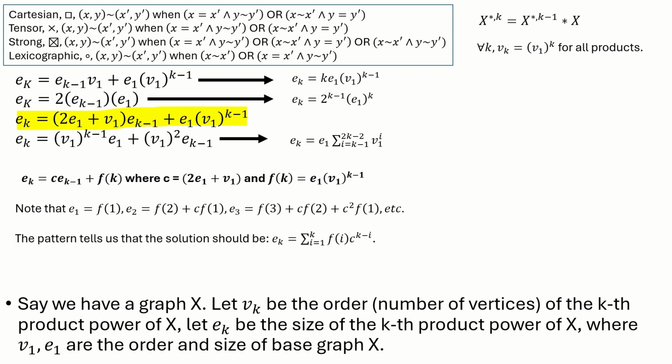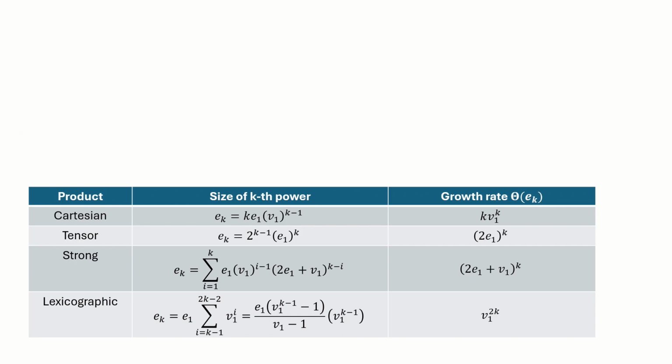We can now substitute the original values for f of k and c to get this expression for the size of the kth strong product power of a graph. All in one place, these are the expressions for the sizes of the product powers of the four most common graph products. Note that we've rewritten the expression for the lexicographic product because it's a geometric series.